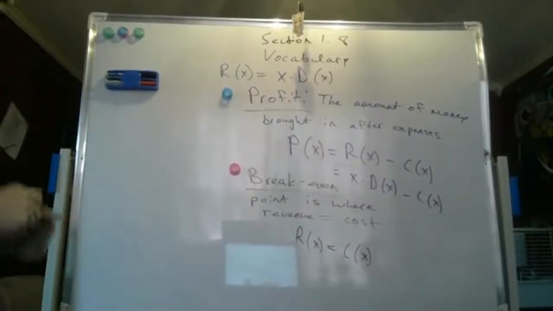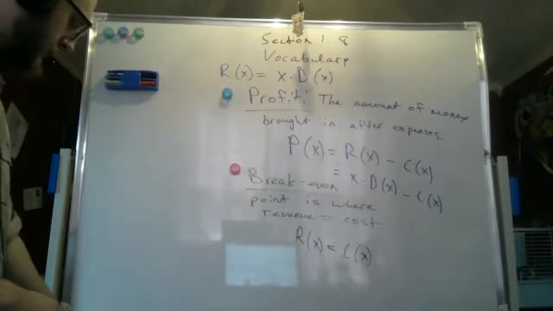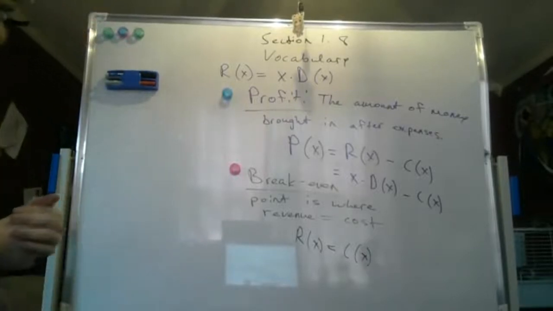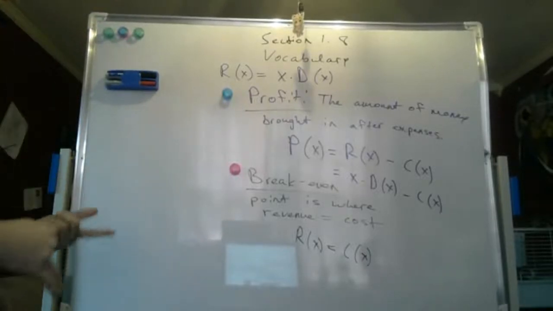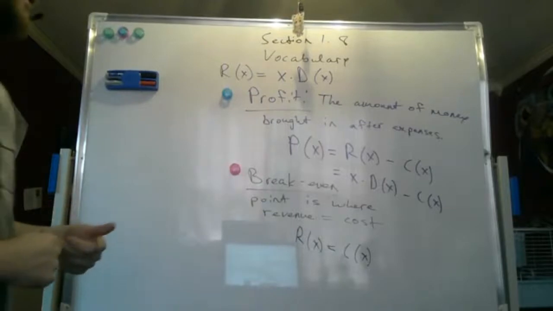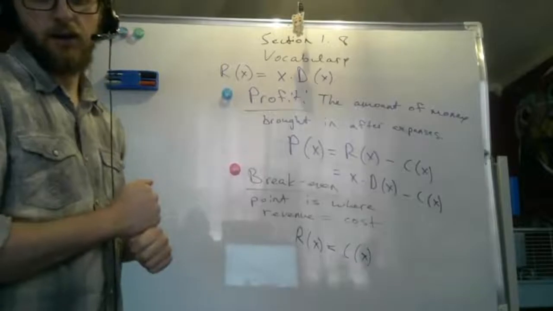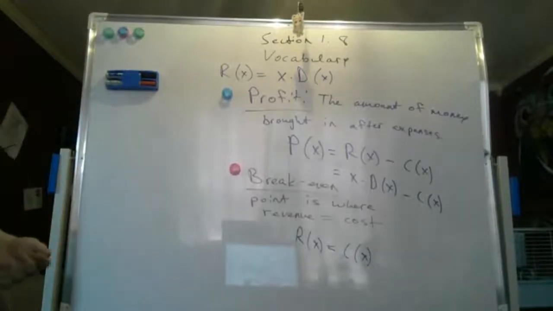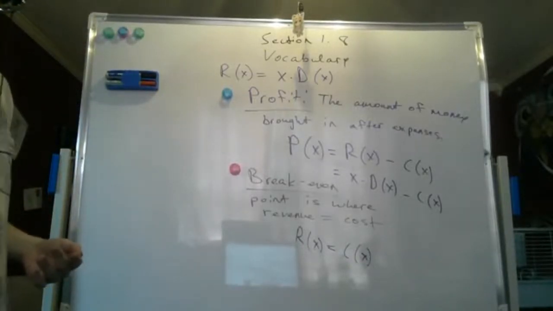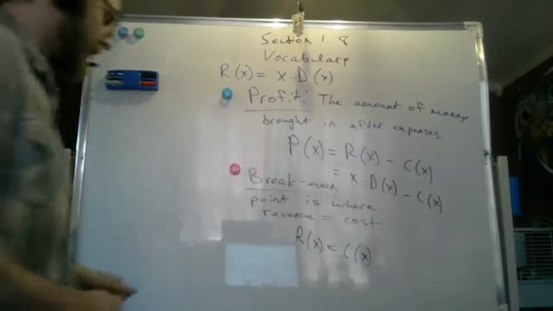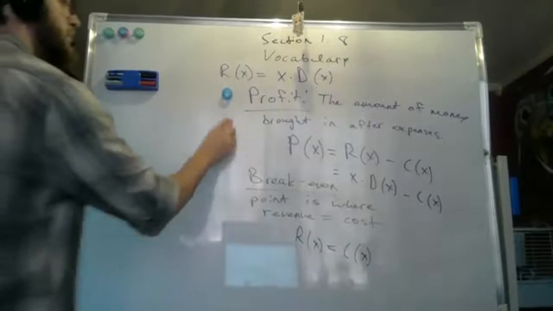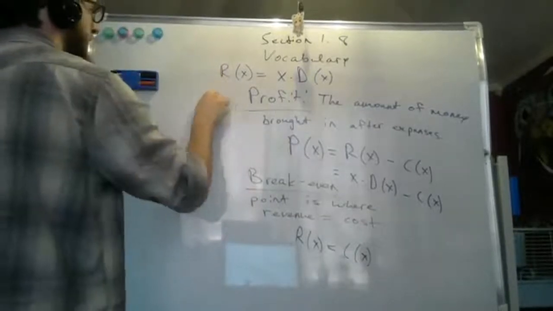And there you have it. So those are the basic terms that we wanted to cover for this section of the textbook. So we have demand, profit, cost, revenue, break-even point, mathematical modeling, and so on and so forth. All right, we are now ready to move on to some actual examples.